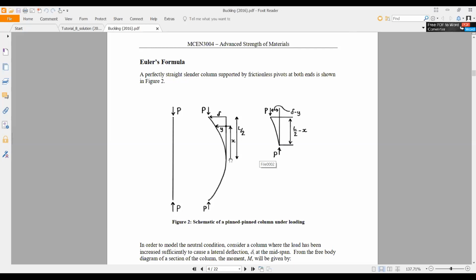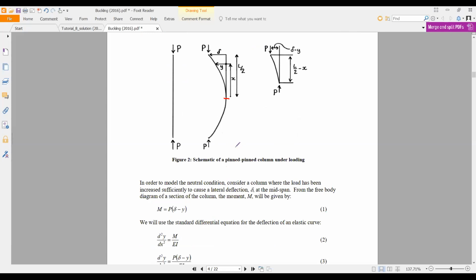You can see when we consider this point, there is a deflection. So this is the deflection, delta. When we consider any point of this column, the deflection is y, at a distance L upon 2, because we consider half of the column. This is symmetric, so we don't want to consider the whole column.